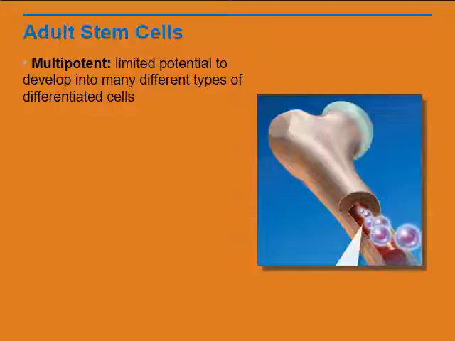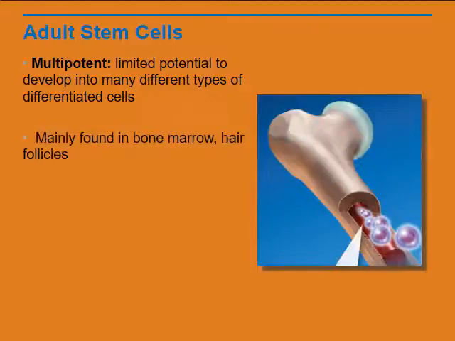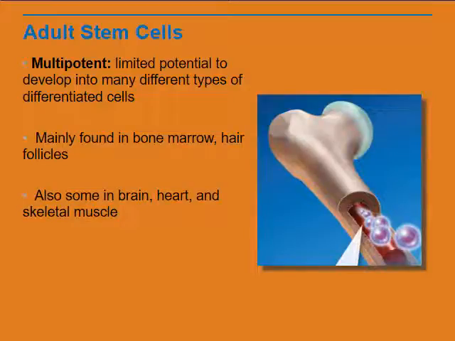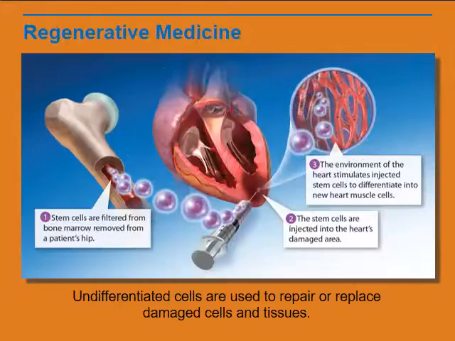Adult stem cells are different in the sense that they're not pluripotent or totipotent, but they are multipotent. That means they have limited potential to develop into many different cell types, to be differentiated into different cell types. And these are mostly found in bone marrow, hair follicles, and some of them are found in the brain, heart, and skeletal muscles. All right.